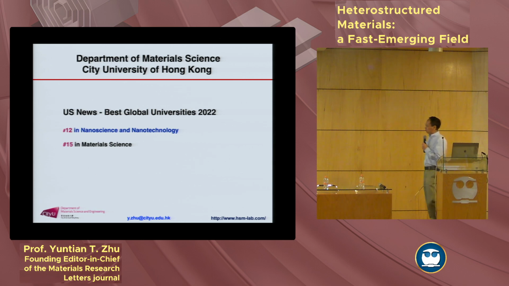To motivate you more, for some of the students, for professors, if you have top students in your class, please encourage them to apply to City University of Hong Kong for their PhD study. Our department, this is the ranking from last year, 2020. This year we don't know yet. Our department is ranked number 12 in nanoscience and nanotechnology globally. This is by the US News and World Report. The material science department is ranked number 15.